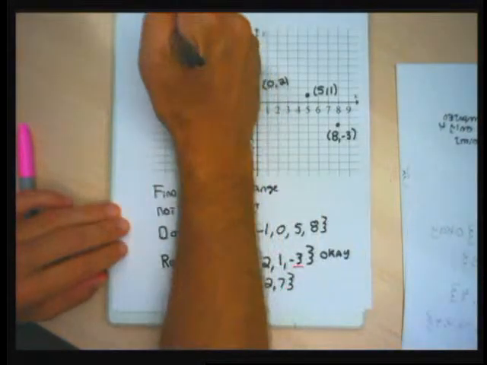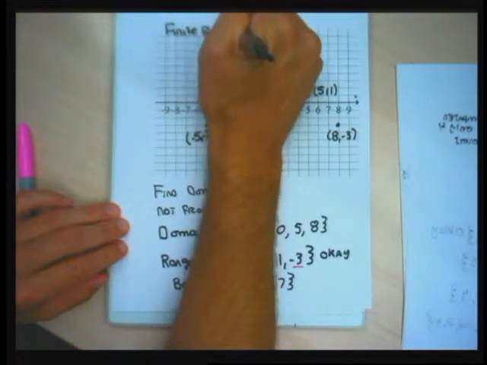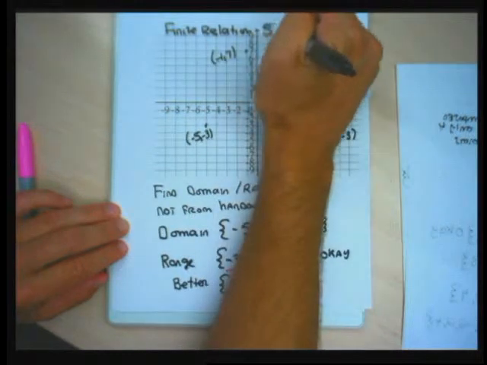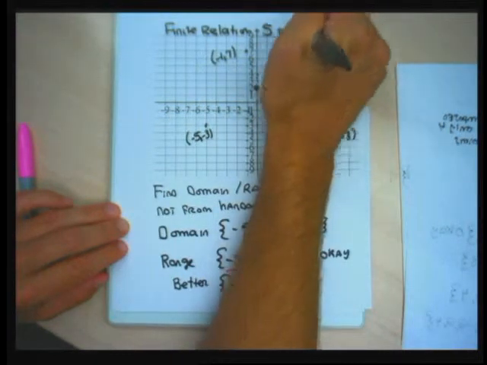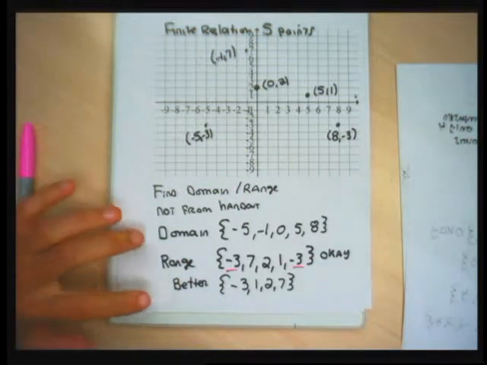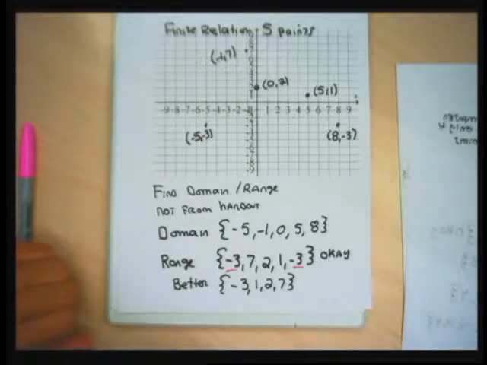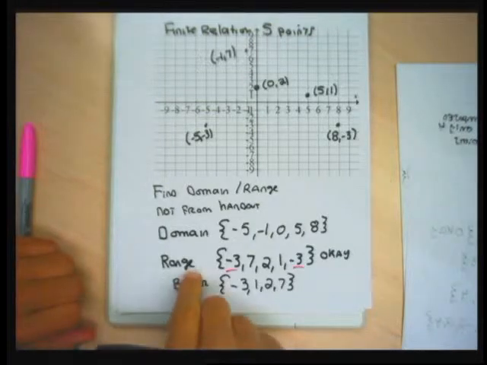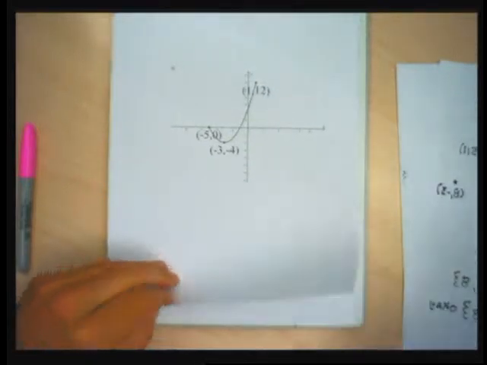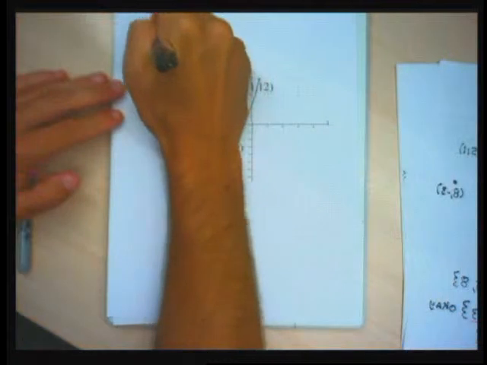This is also a finite relation. It has 5 points as opposed to 4 points. Even if I had 100 points, I can use this strategy for writing the domain and the range. The rest of the problems in this section are called infinite relations, meaning they have infinitely many points. So this problem 8 is an example. This is an infinite relation.